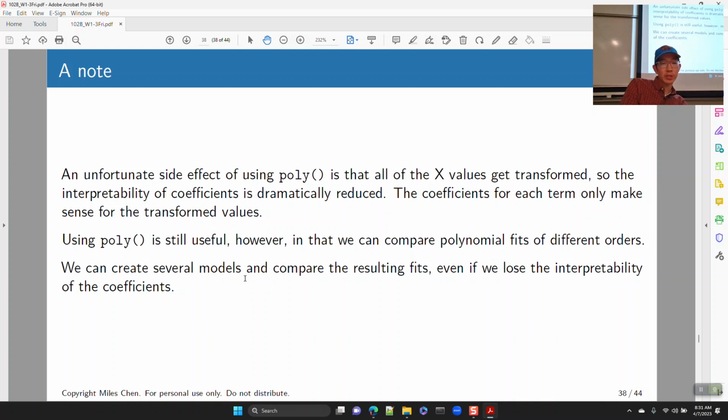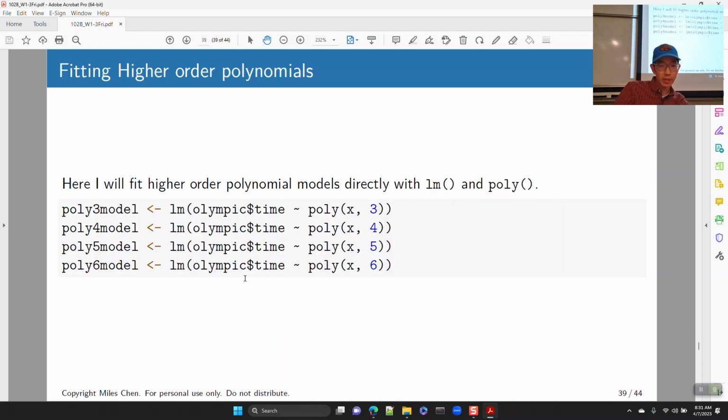But it is still very useful, and what we can do is use this poly function to try fitting a whole bunch of different ordered fits, okay? So here, I'm going to just try fitting a whole bunch of models, right? So I said, okay, let's fit a linear model where I have a quadratic term. And now, rather than having to expand my X matrix manually and whatnot, I'm just going to use this poly function. I'm going to say, let's include a third order term, let's include a fourth order term, let's include a fifth order term, a sixth order term.